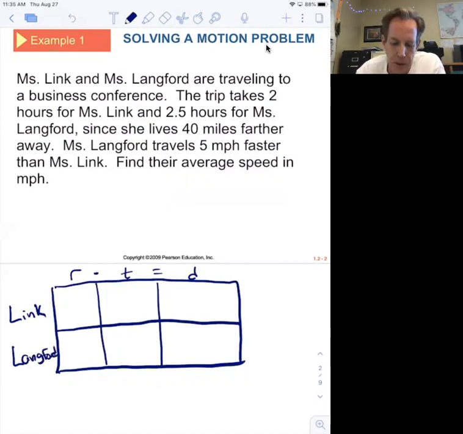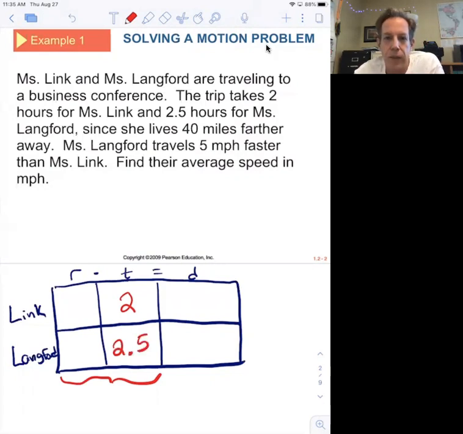All right. Now what we want to do is fill in from the problem what we know about the rate and the time. Okay, so let's go back and read through that. It says Miss Link and Miss Langford are traveling to a business conference. The trip takes 2 hours for Miss Link. So we know for Miss Link it takes 2 hours. And then it takes 2.5 hours for Miss Langford. So her time is 2.5.